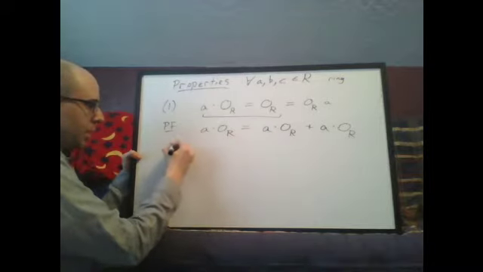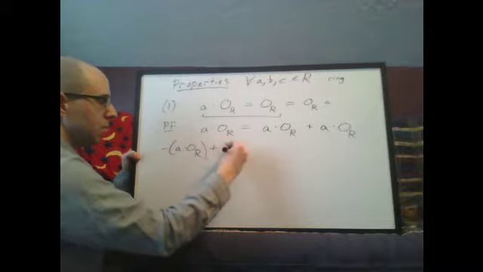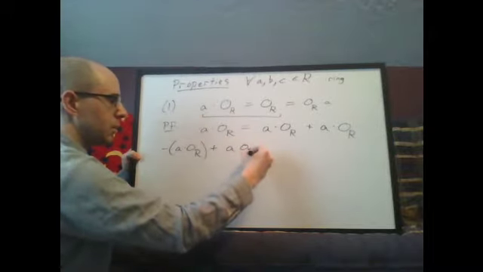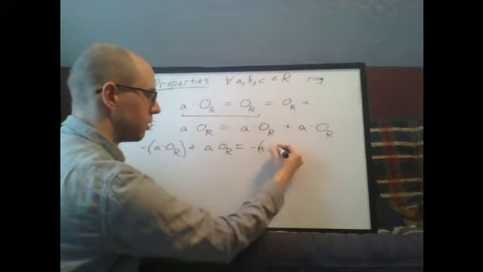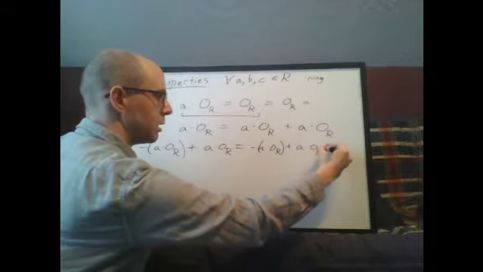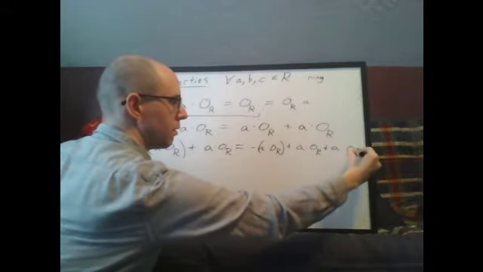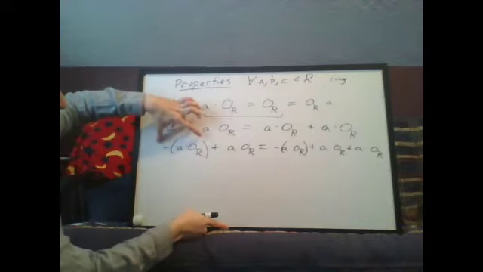So let's do that. Minus a times 0 plus a times 0 equals minus a times 0 plus a times 0 plus a times 0. Okay, so we know we have this negative a0.